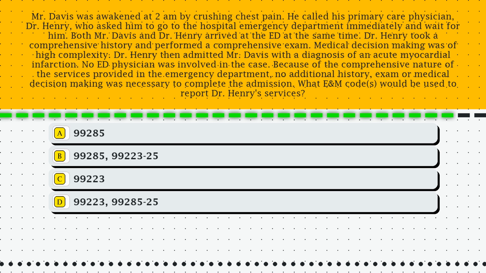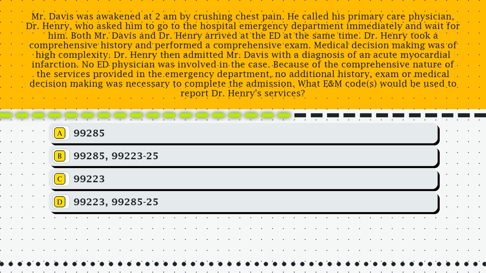Question 102. Mr. Davis was awakened at 2 a.m. by crushing chest pain. He called his primary care physician, Dr. Henry, who asked him to go to the hospital emergency department immediately and wait for him. Both Mr. Davis and Dr. Henry arrived at the ED at the same time. Dr. Henry took a comprehensive history and performed a comprehensive exam. Medical decision making was of high complexity.